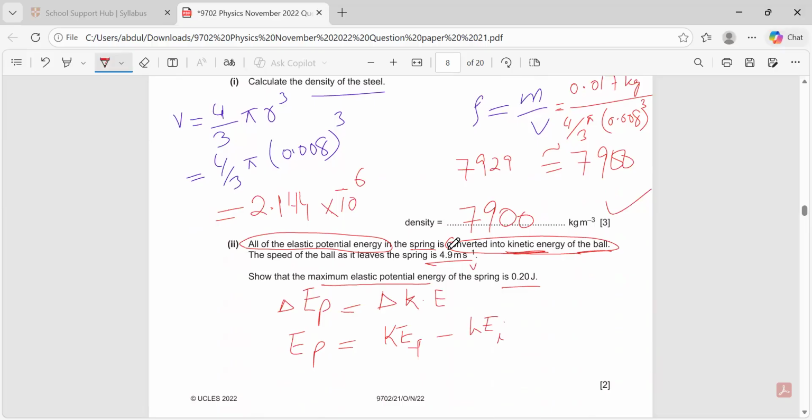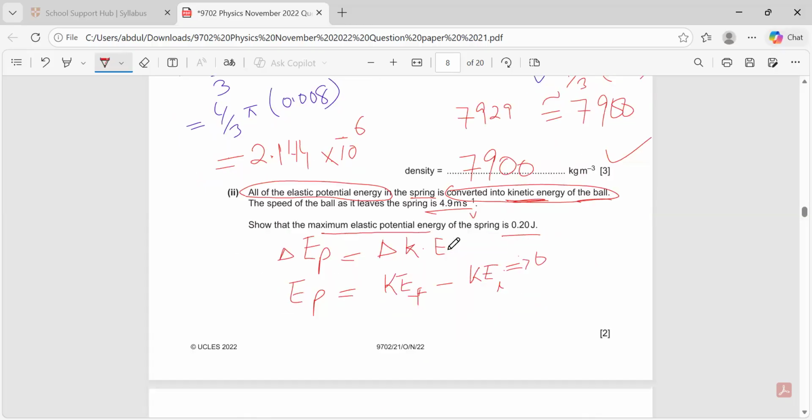KE initial. Now, my dear friends, the ball started from rest, it was held at rest with the spring, then the spring is compressed. When the spring is compressed, the ball is at rest. So initial velocity is 0. So initial kinetic energy will also be equal to 0. So simply, elastic potential energy maximum will be equal to 1 over 2 mv square. The mass of the steel ball is given up there, 0.017, and the speed they just told, that is 4.9 and square.